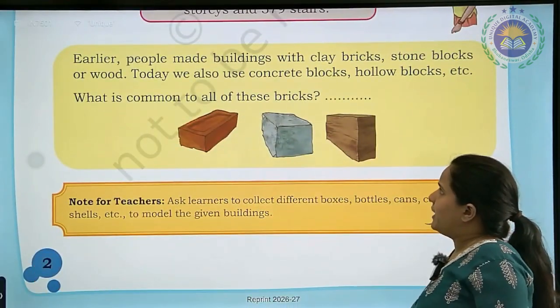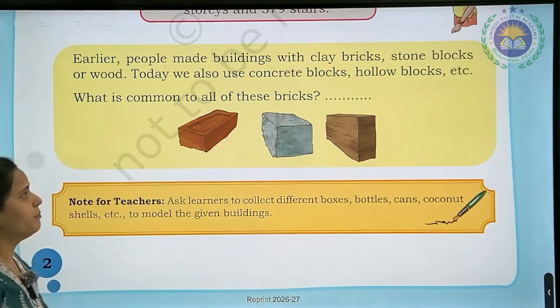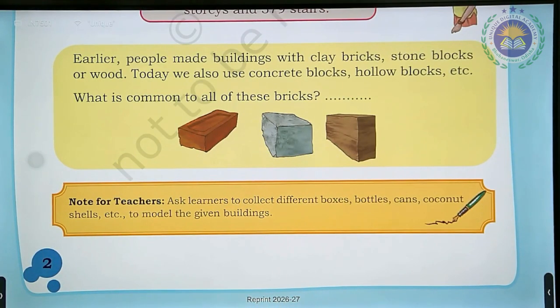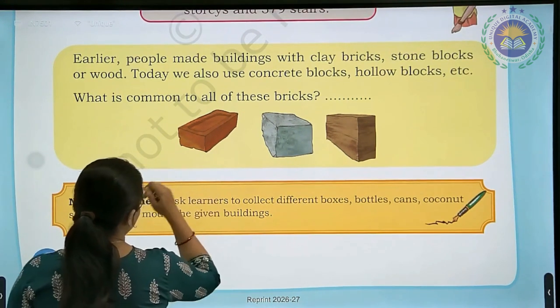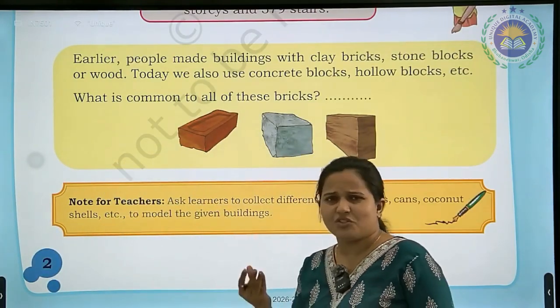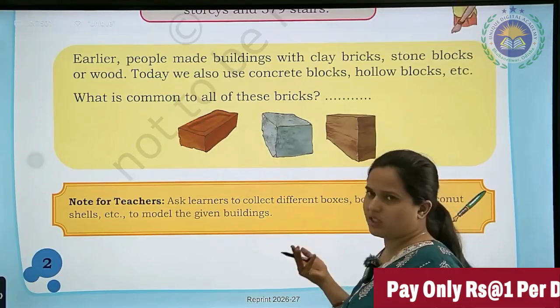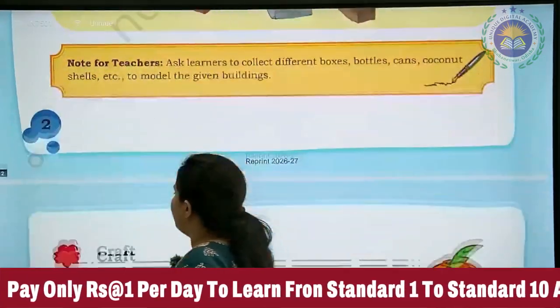Earlier, people made buildings using wood, brick and stone blocks. Today also we are using concrete blocks, hollow blocks, etc. What is common in all of these bricks? See, have you ever seen this kind of bricks? Wherever there are new construction sites, you can go and visit, and you can find this kind of brick there.